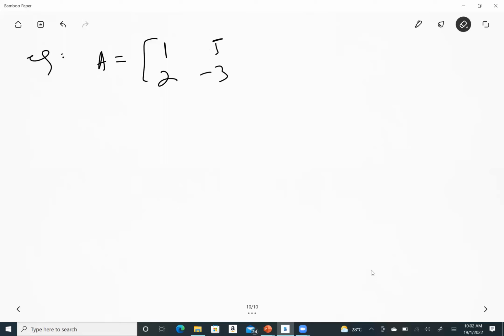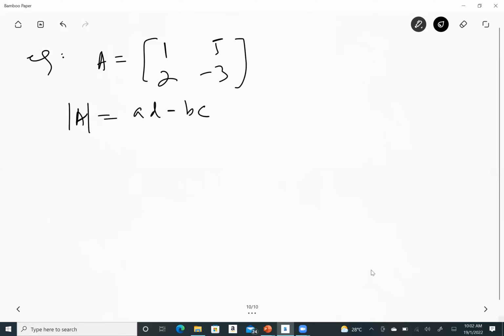Suppose we have A equal to 1, 5, 2, negative 3. So what is the determinant of A? The determinant for a 2 by 2 matrix is simply AD minus BC. So what is it equal to? It's equal to 1 times negative 3 minus 5 times 2. So that will be equal to negative 13.